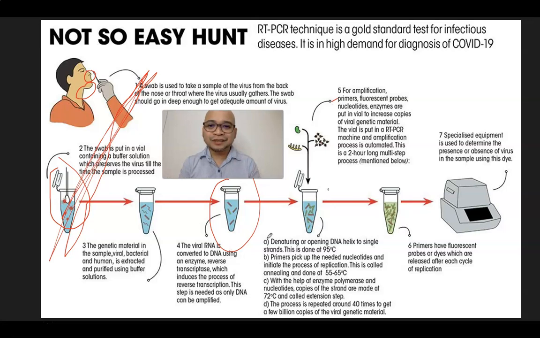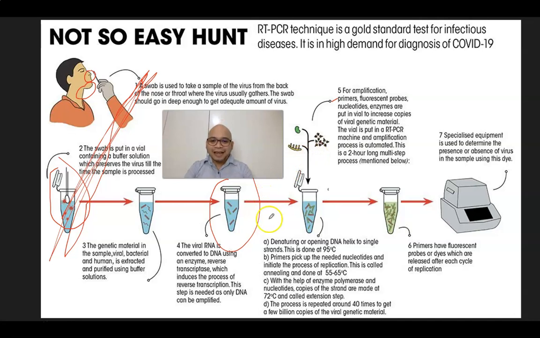And then you'll be adding fluorescent probes. What are the functions of fluorescent probes? Fluorescent probes would serve as the markers. And then you will be adding the nucleotides, the 4 nucleotides. The enzymes are put in the vial to increase copies of viral genetic material. So the vial is put in an RT-PCR machine. Okay, and the amplification process is automated. So it will take about 2 hours.